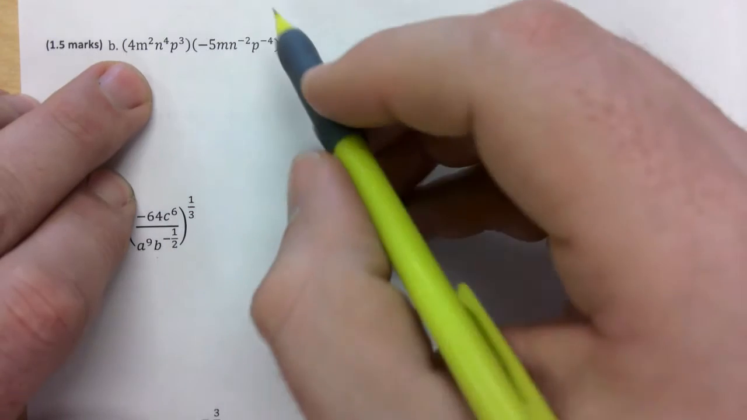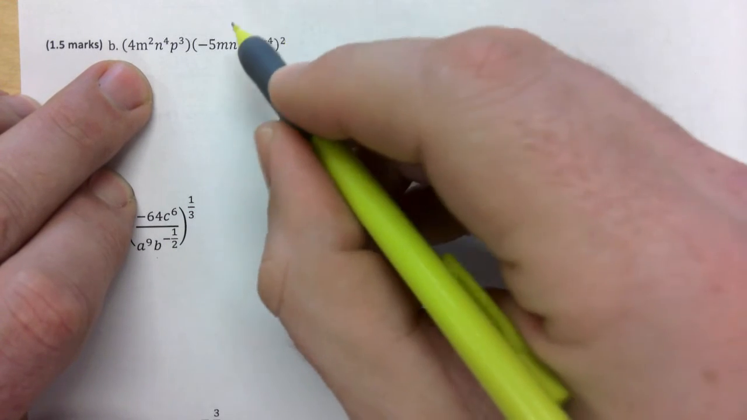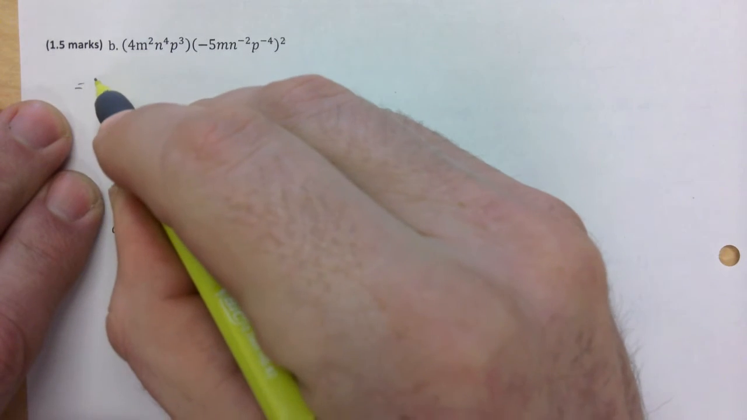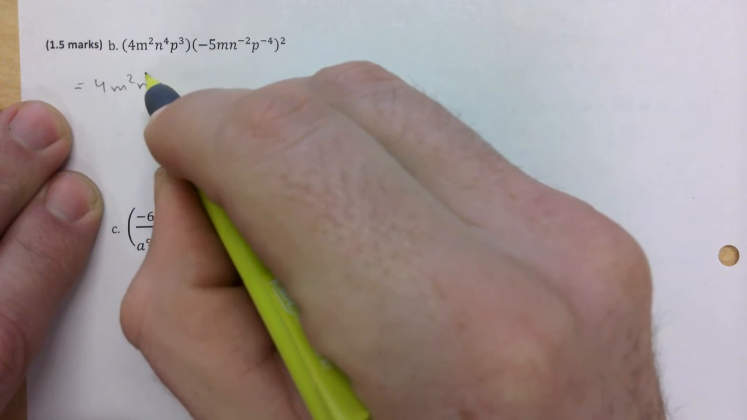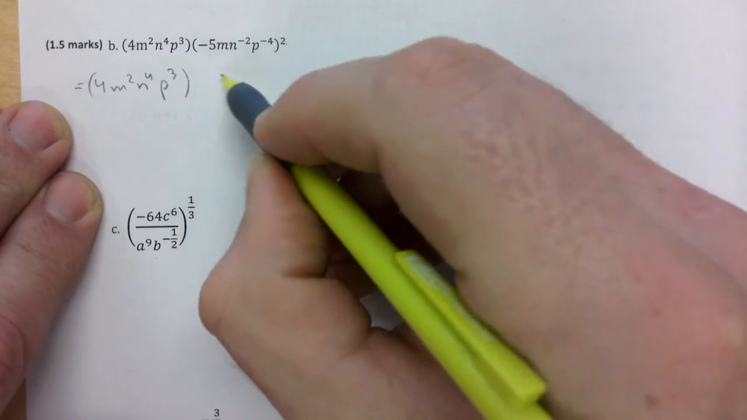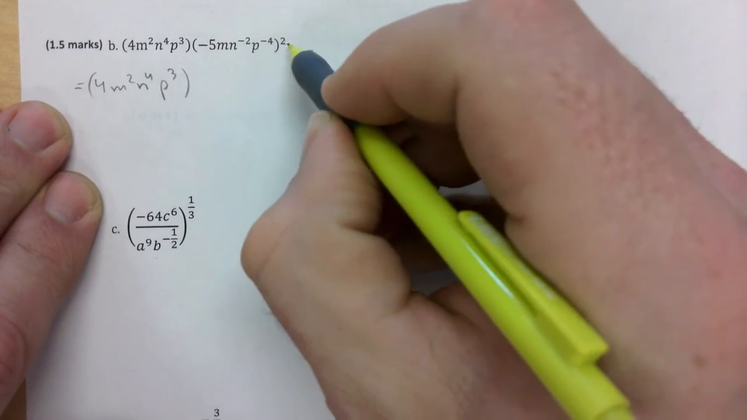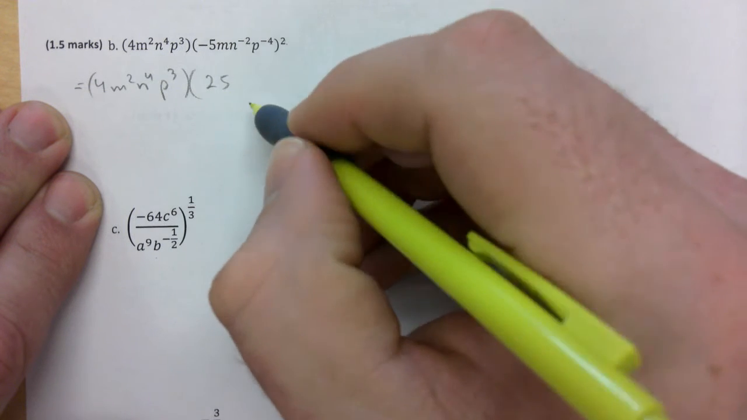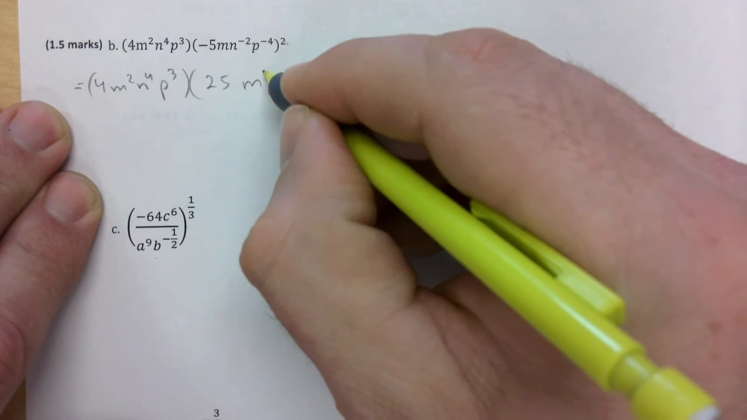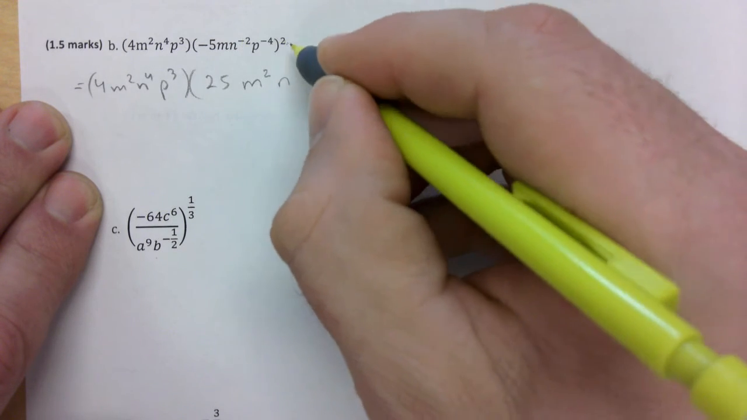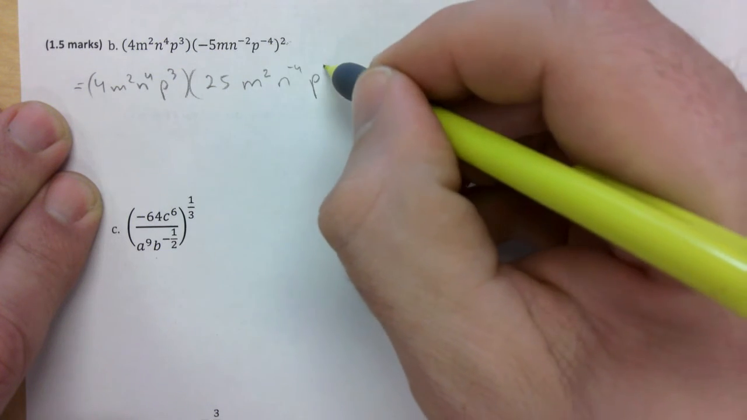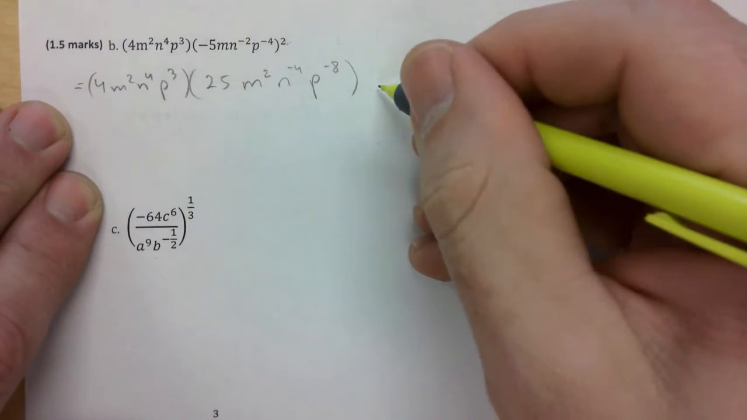Next, a lot of you missed the fact that this exponent is applied to this whole thing. So my next line will be 4m squared and 4p3, like that. I will apply this to everything. So it's -5 squared, which is +25. You multiply exponents. So 1 times 2 is 2. -2 times 2 is -4. -4 times 2 is -8, like that.